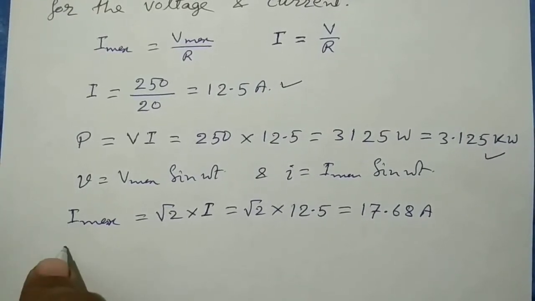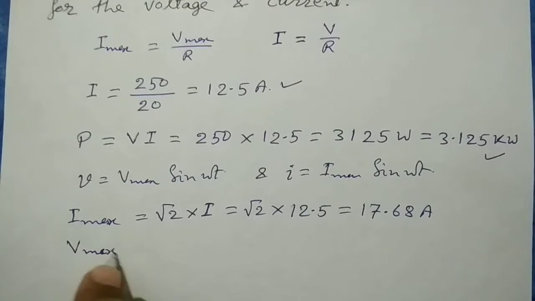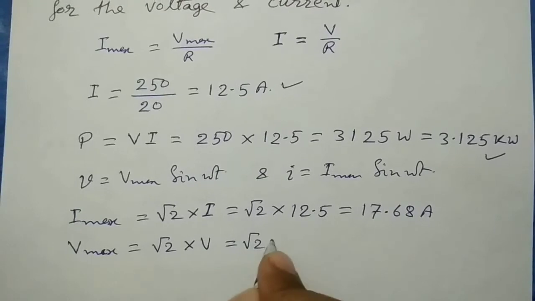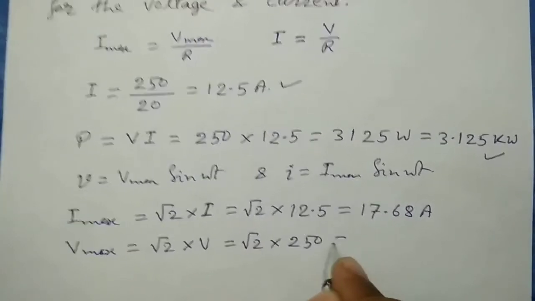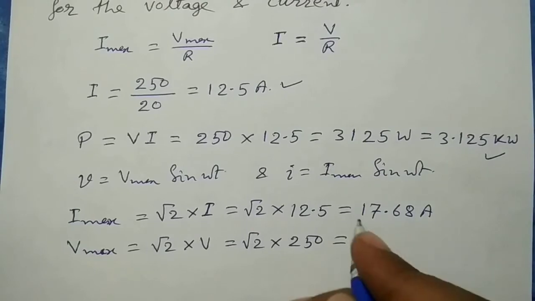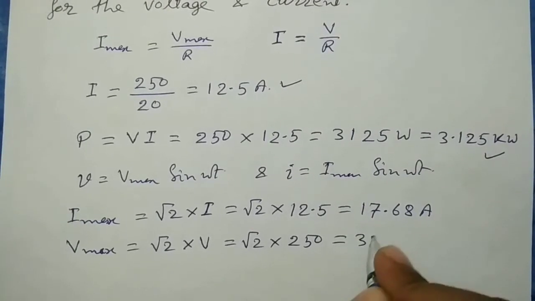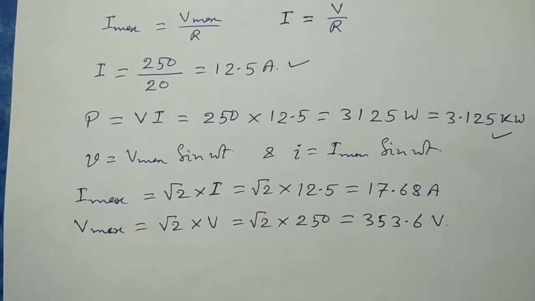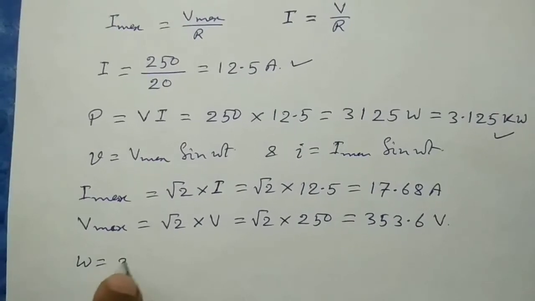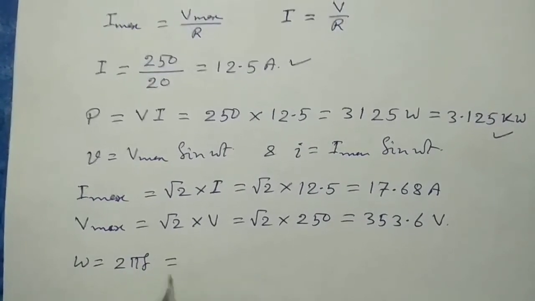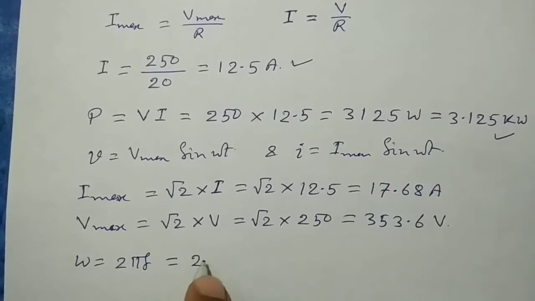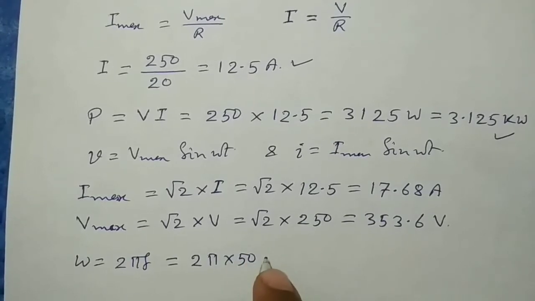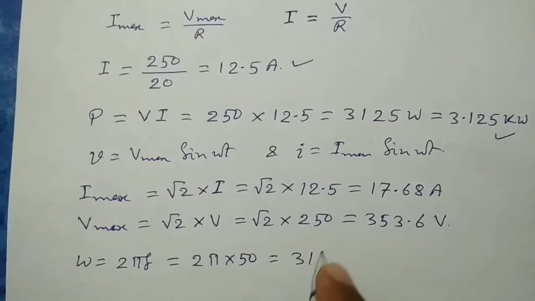Similarly, Vmax will be root 2 into Vrms, that is root 2 into 250, and it will be 353.6 volt. We know that omega is equal to 2 pi f. In the question the frequency is given as 50, so it will be 2 pi into 50. So it will be 314.